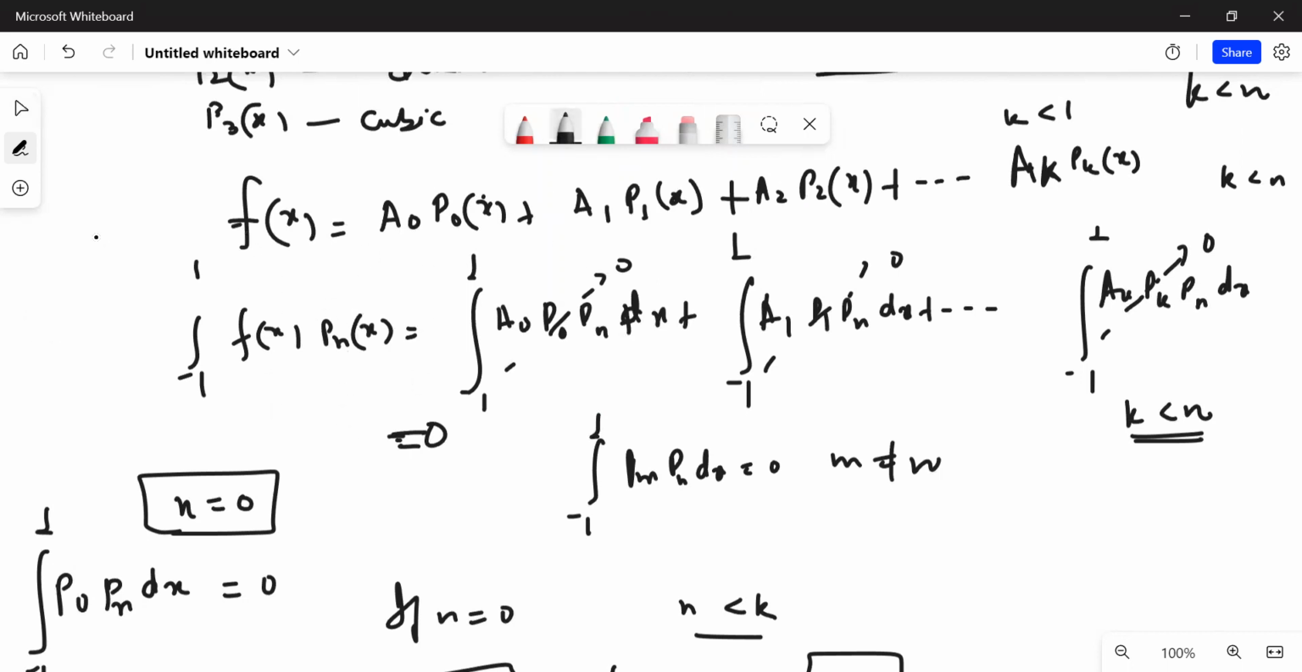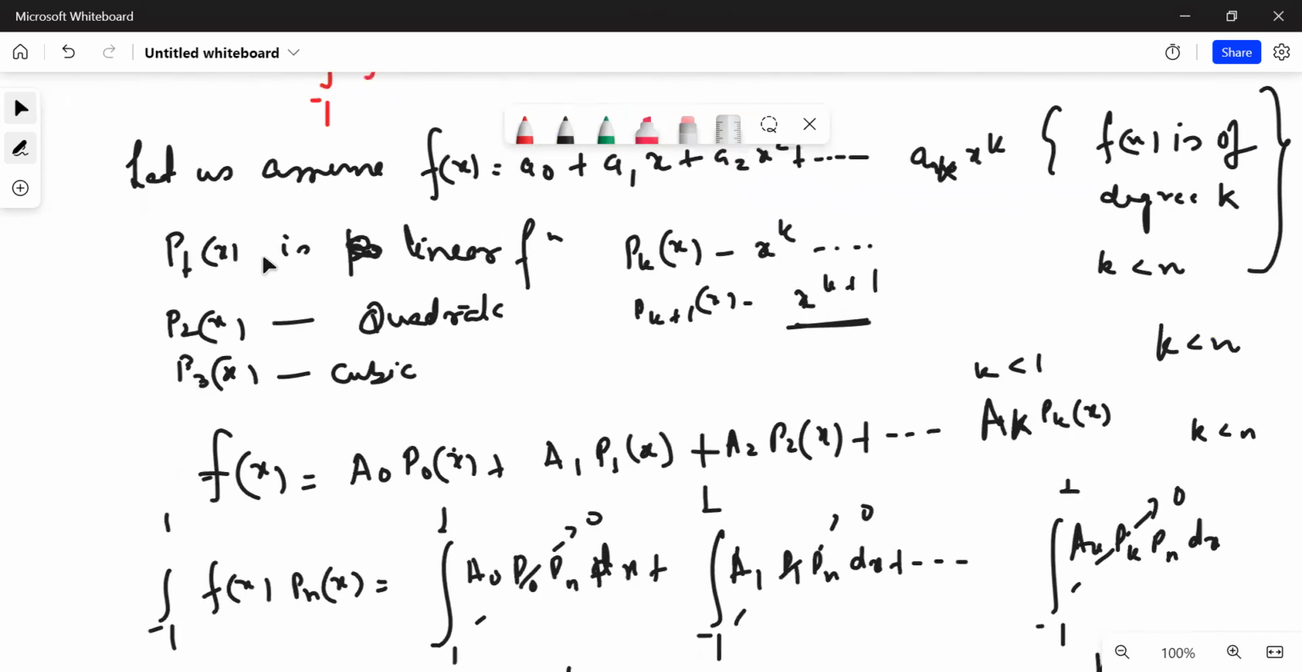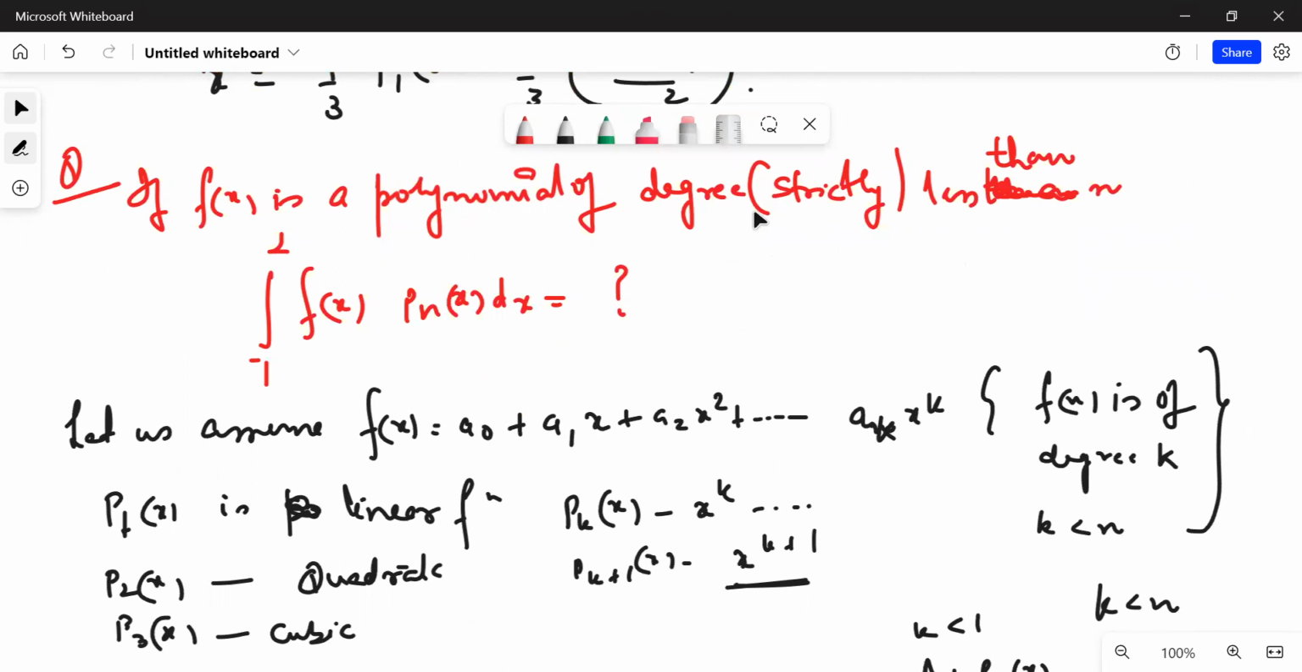Yes. Look, first understand that in Legendre's polynomials, p1(x) is a linear function, p2(x) is a quadratic function, p3(x) is a cubic function. We assumed that f of x, as it is written, is a polynomial of degree strictly less than n. So assume its degree is k. So let us consider that my function f of x, which is a polynomial, has degree less than n.